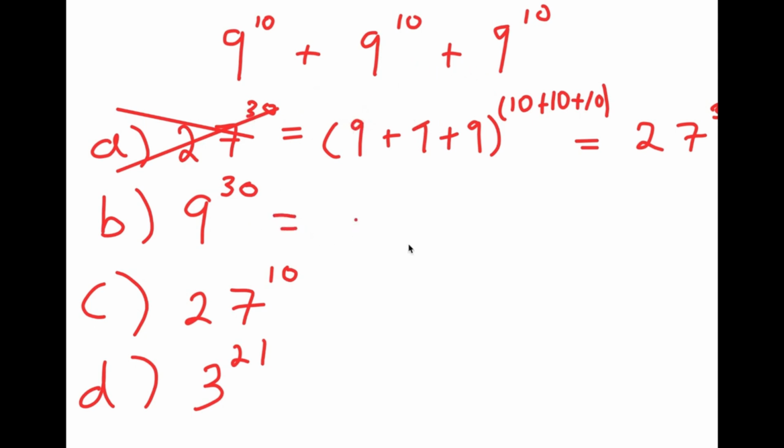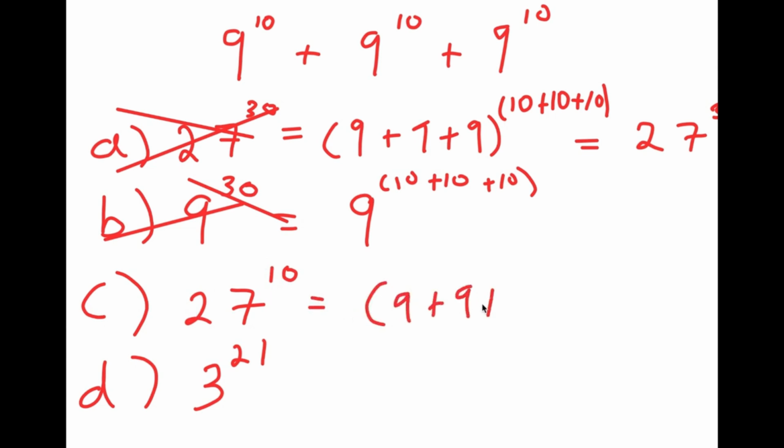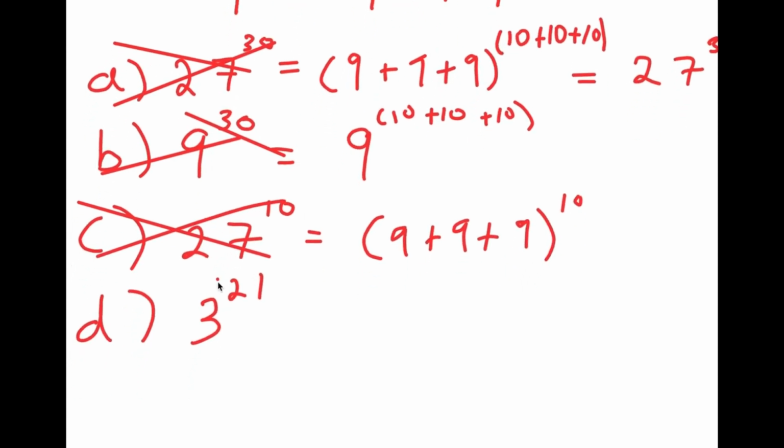So now going from here, 9 to the power of 30 was likely gotten by keeping the base the same and then adding the exponents. And this again is wrong because this is not the right way to add exponents. Now we have 27 to the power of 10, and this was gotten from adding the bases, but keeping the exponent the same. And this again is wrong as well. That's not how you add exponents.